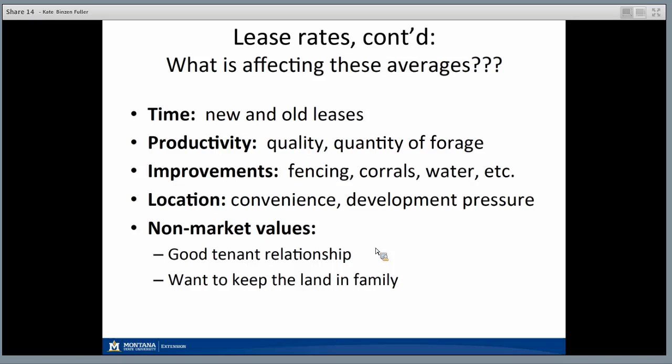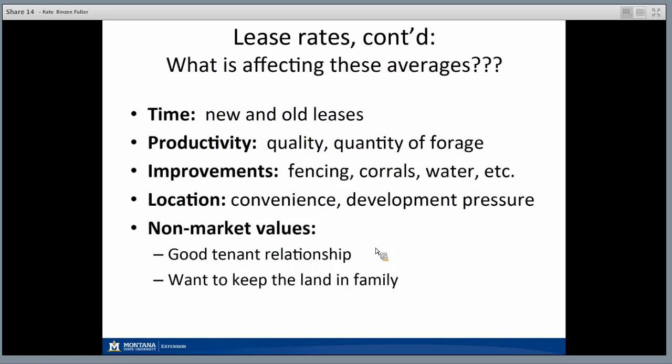Especially when looking at leases across the state of Montana, we see a huge variety of productivity. And we see some of that even within some of our counties. So quality and quantity of forage vary drastically. There's also not any control for improvements: fencing, corrals, water. Some of that stuff is in some of these leases or on some of these tracts of land, and on others it's not. So that variation enters into it as well.